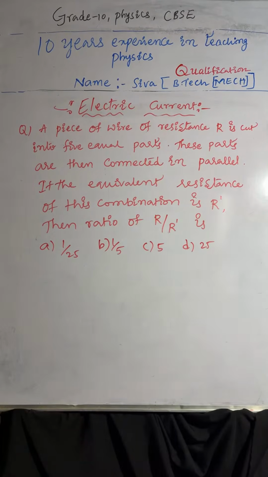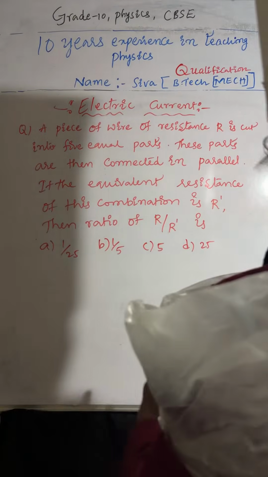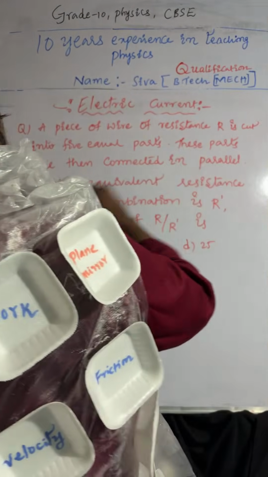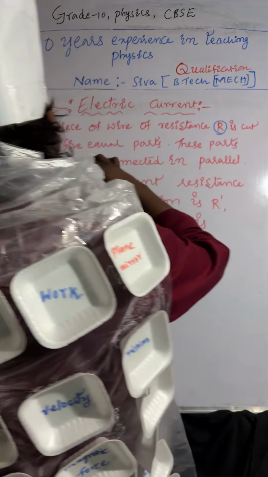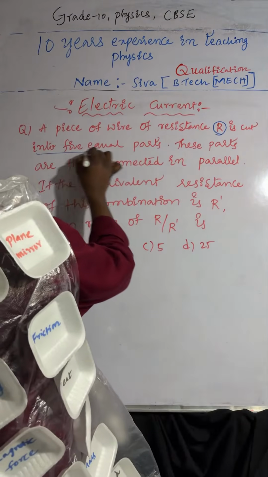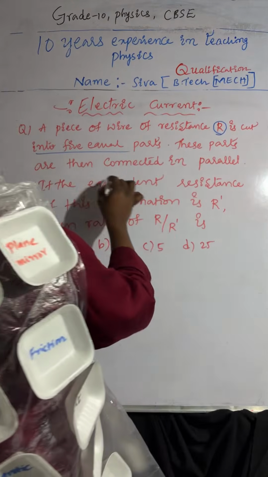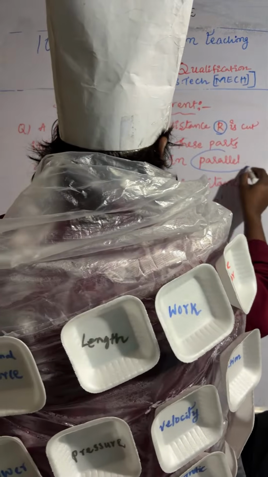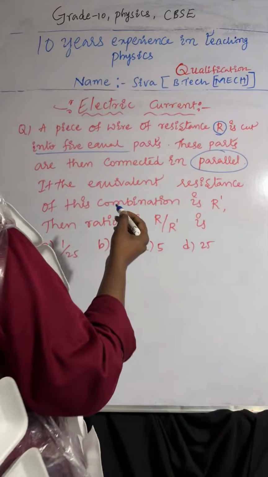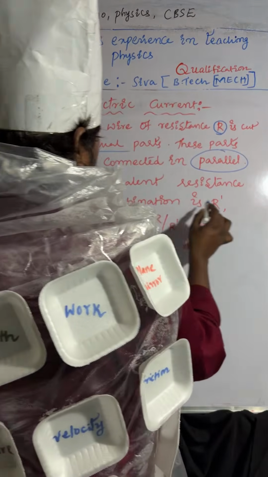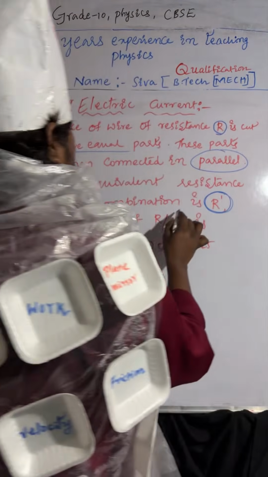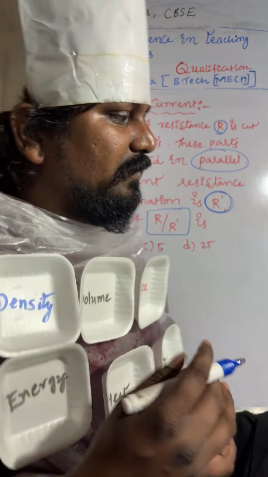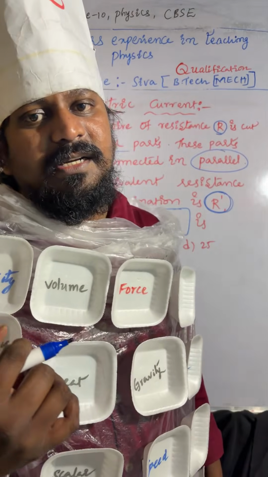So here you can observe, a piece of wire of resistance R is cut into 5 equal parts. These parts are then connected in parallel. If the equivalent resistance of the combination is R dash, then the ratio of R by R dash, so we have to find out that one.